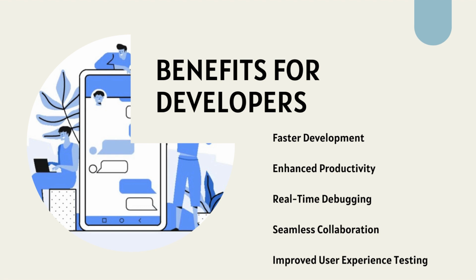And it's the seamless collaboration. Team collaboration is smoother with developers able to share their progress rapidly during development sessions. And the other one is improved user experience testing. This allows developers to observe and fine tune the user experience in real time.